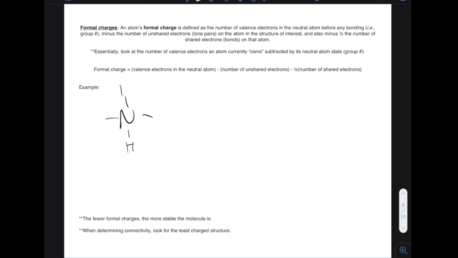So let's look at NH4, nitrogen with 4 hydrogens on it. How do we know if nitrogen here has a formal charge or not? Let's first look at the actual formula I've written up here. How many valence electrons are on the neutral atom? Remember, looking back at the periodic table, nitrogen has 5 valence electrons when it's neutral. Now how many unshared electrons are on nitrogen? 0, right now it has 0. And that is subtracted by half the number of shared electrons that nitrogen currently has. There are 8 shared electrons around it, so half of that is 4. So it has a formal charge of +1. So the nitrogen atom is positively charged.